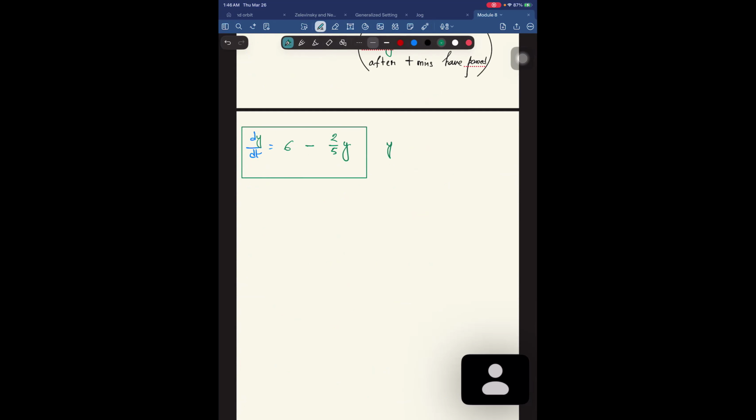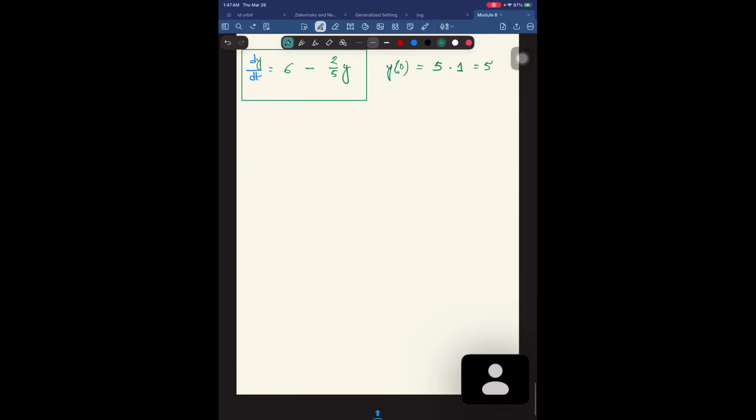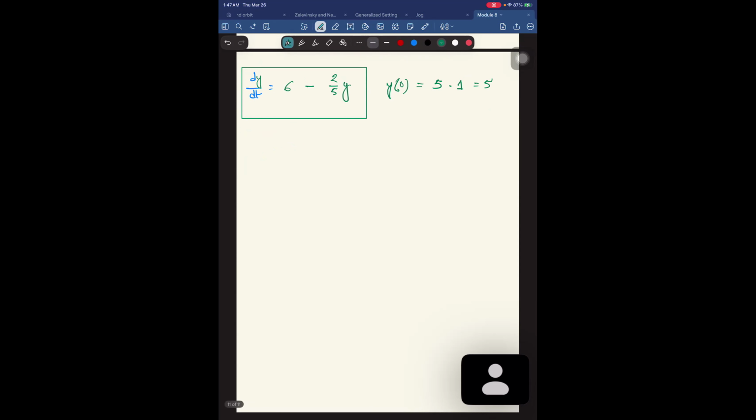With the initial condition, y(0) is what? 5 times, I'm sorry, 1. So what is y(0)? The amount of salt at the beginning, right? Now, you know the volume of the mixture is 5. The concentration is 1 gram per liter. So the total amount of salt in the beginning is 5. Now solve this. You should be able to solve it by separation of variables. I leave this to you.